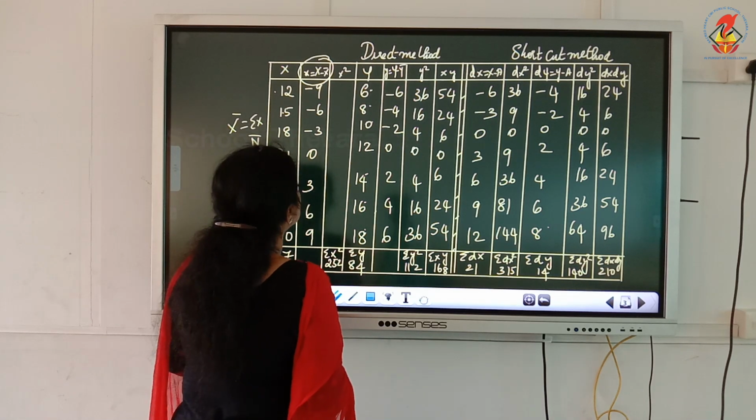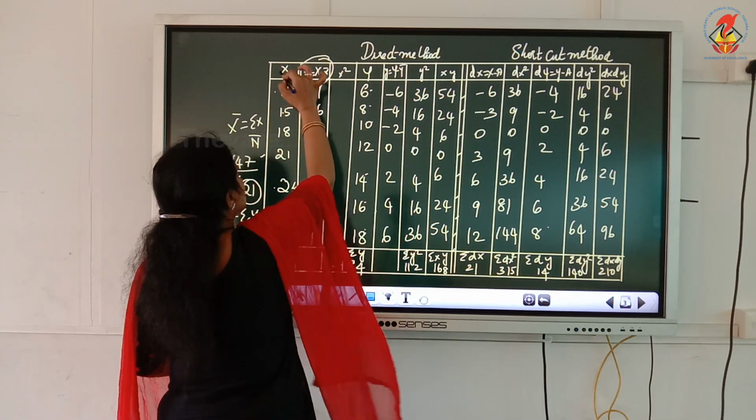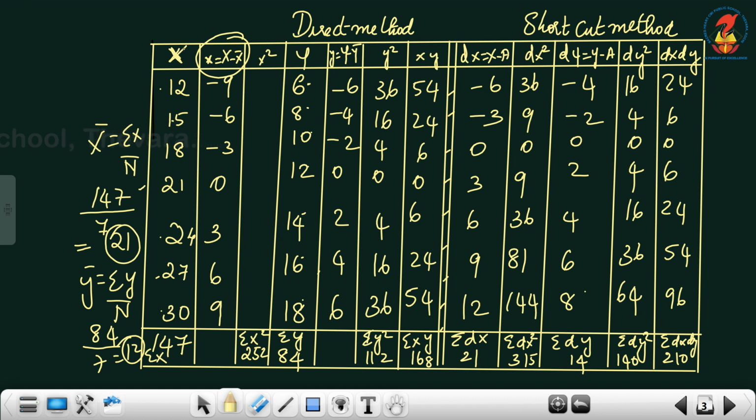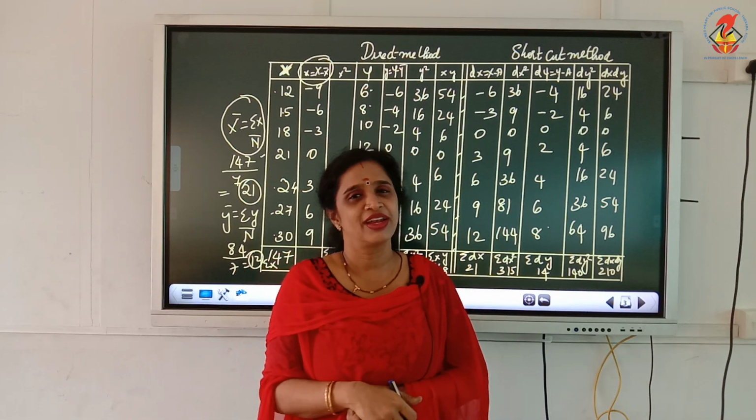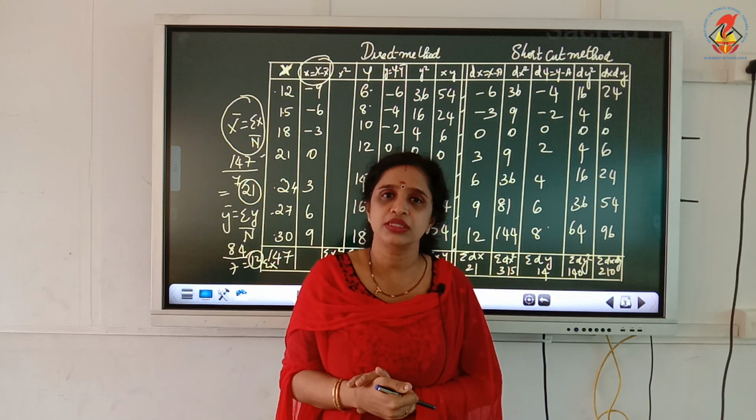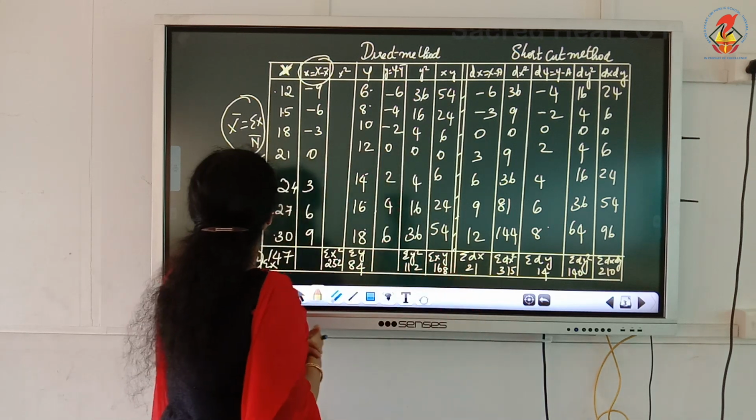So small x is equal to the big X values which I have given here, x minus x bar. How will you find x bar? x bar is equal to sigma x by n. You all know that, isn't it? x bar is equal to sigma x by n. How do we find the arithmetic mean? The same way, sigma x by n.